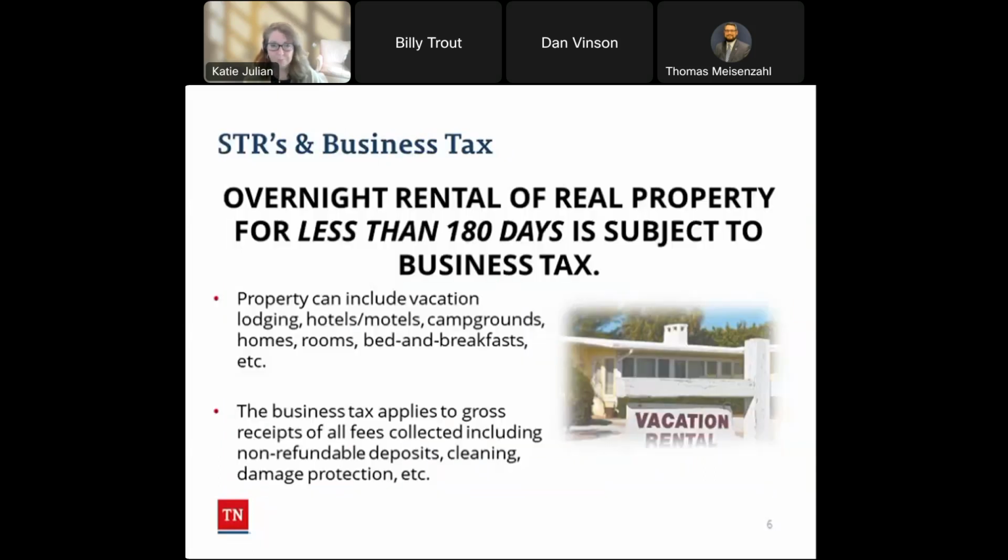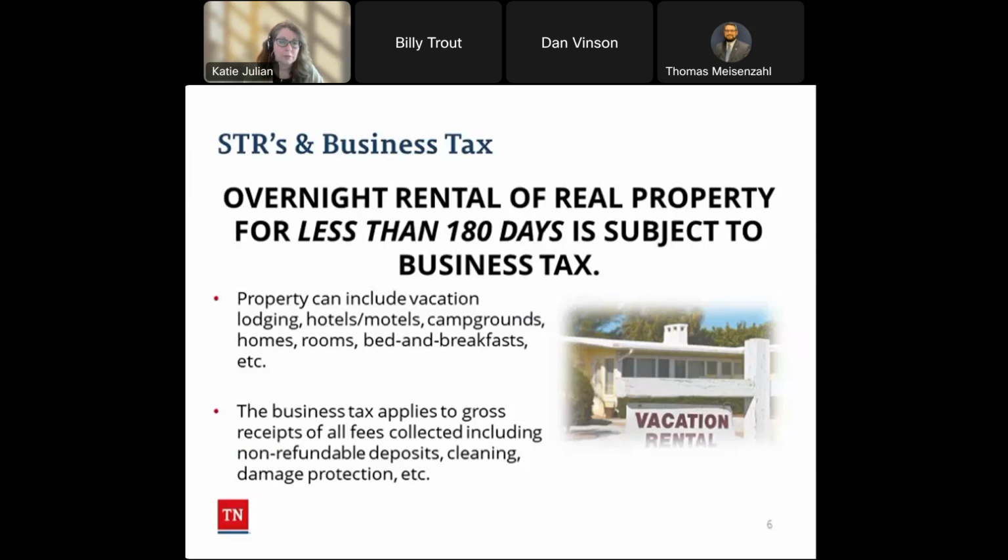So, all right, we're going to start out talking about business tax with short-term rentals. So overnight rental of real property for less than 180 days is subject to business tax. Over 180 days, that's considered a long-term rental. So if you are renting a house out for someone to live in over 6 months, no business tax is going to be owed on those receipts.